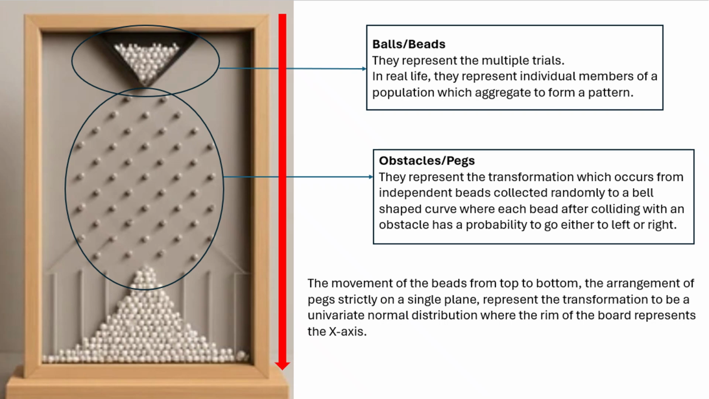And when this transformation, this bouncing to right and left, occurs collectively, the beads obtain this bell shaped curve. Also, as this red arrow indicates, the movement of the beads is from the top to the bottom, and the arrangement of these pegs is strictly on a single plane, which represents the transformation to be a univariate normal distribution where there are only two dimensions. The first dimension corresponds to the dependent variable, and the other dimension corresponds to the independent variable.